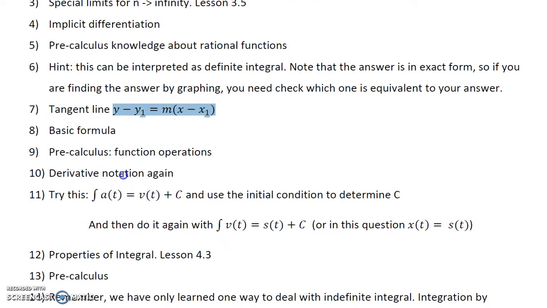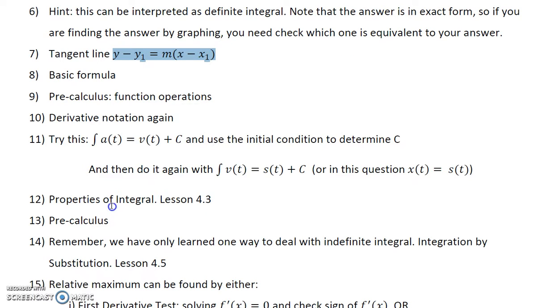All right. Question number nine is pre-calculus. Question number 10 is derivative notation again. Very easy. Question 11, they give you acceleration, ask you what's the position.